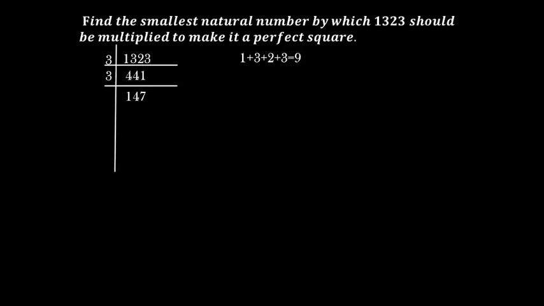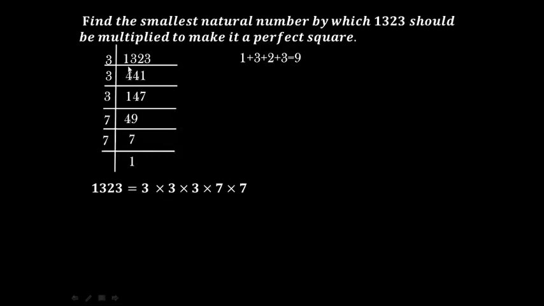So again this number can be divided by 3. So 3 4s are 12. 14 minus 12 is 2. It becomes 27. 3 9s are 27. 49 can be divided by 7. 7 7s are 49. Again 7. 7 1s are 7. Now 1323 can be written as 3 into 3 into 3 into 7 into 7.